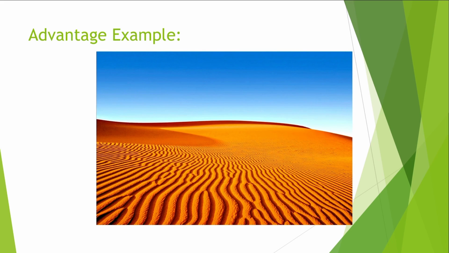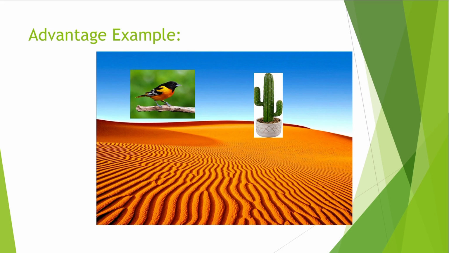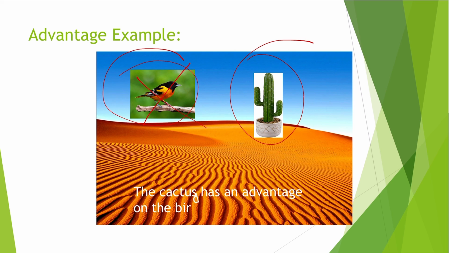Now let's take a little example. You have a cactus in this desert. And an advantage is when something gets a better way. The darker peppered moth could actually survive. That's its advantage. You see this cactus over here? It can survive in the desert. What about this bird? Can it survive? Nope. No, birds. You do not belong here. Well, the cactus has an advantage over the bird because the cactus can actually survive in the desert.